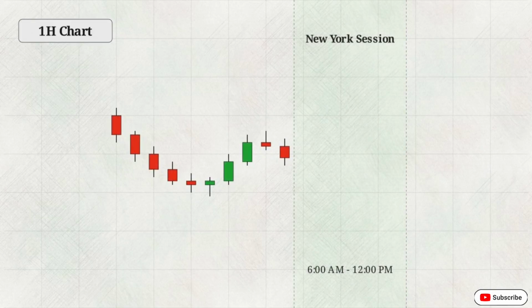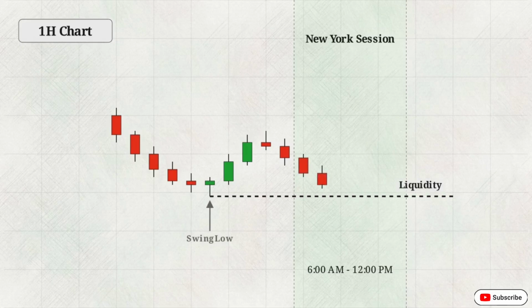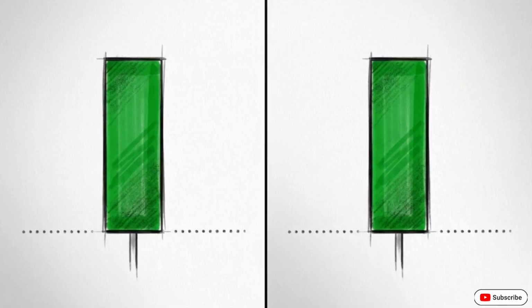We restrict our focus strictly to the New York session window, from 6 a.m. to 12 p.m. During this window, we wait for the market to sweep a prominent swing point, raiding its liquidity. Next, we look for a 1-hour Type A closure. The wick rejects the swing point, and the body closes back inside the range, perfectly mirroring the daily behavior. This secondary pattern confirms that the higher timeframe daily intent is actively manifesting in the current session.